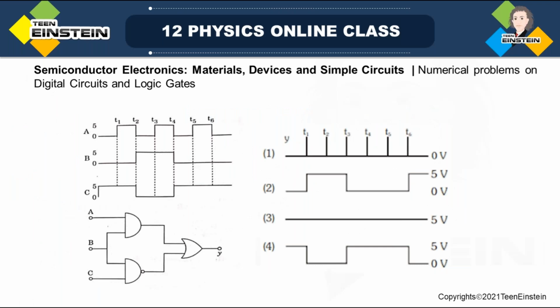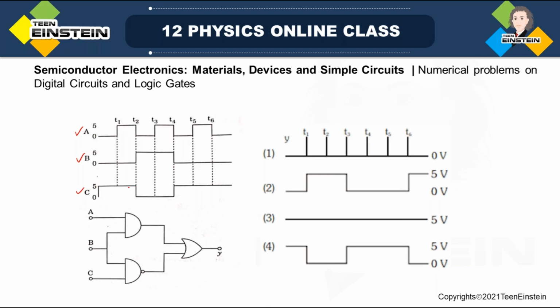See, in this question, let me tell you what the question itself is. These are three inputs A, B, C. They are varying with time. They are not constant inputs. At various intervals of time, some of them are on or off, like A is on or B is off or C is on. You can see this variation for C.